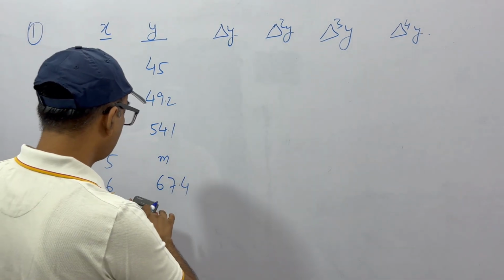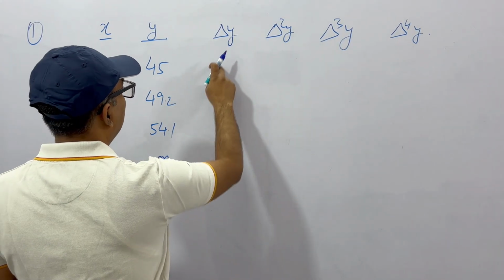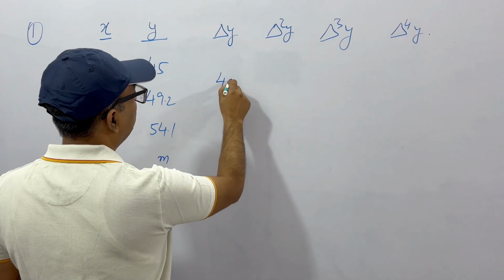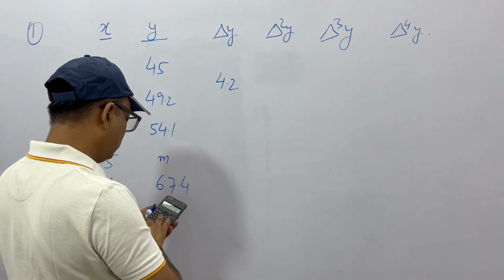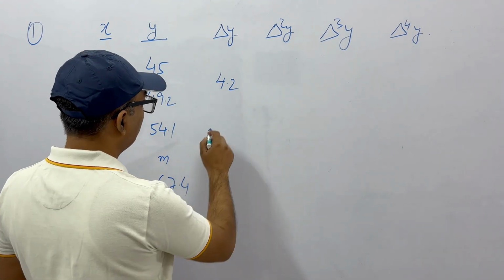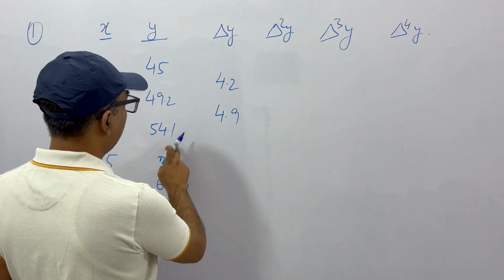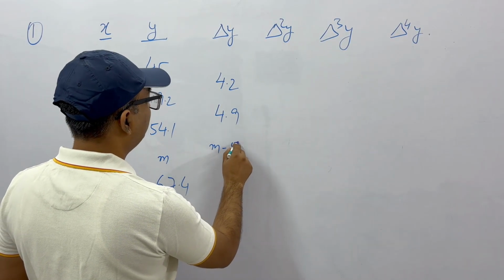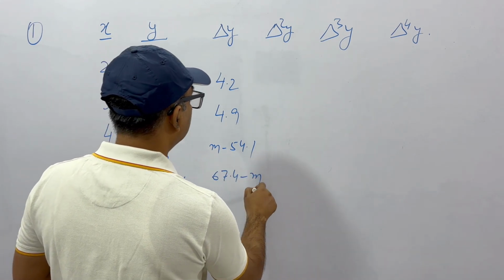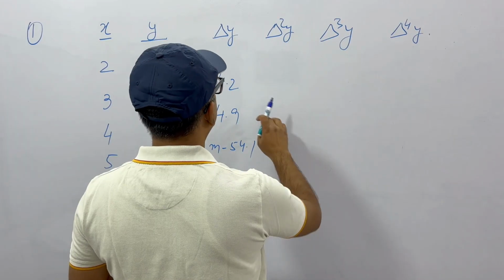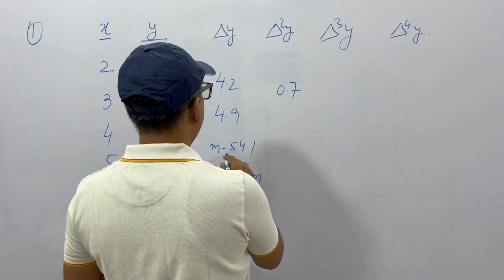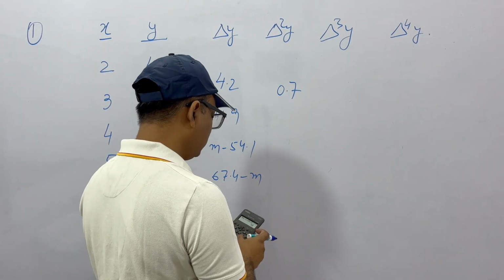So let's find out what we do. See, this minus this, delta y is this minus the first difference. This is 49.2 minus 45, that is 4.2. This is 54.1 minus 49.2. So this is 4.9. This is m minus 54.1 and this is 67.4 minus m. Now the second difference, 4.9 minus 4.2. So this is 0.7.